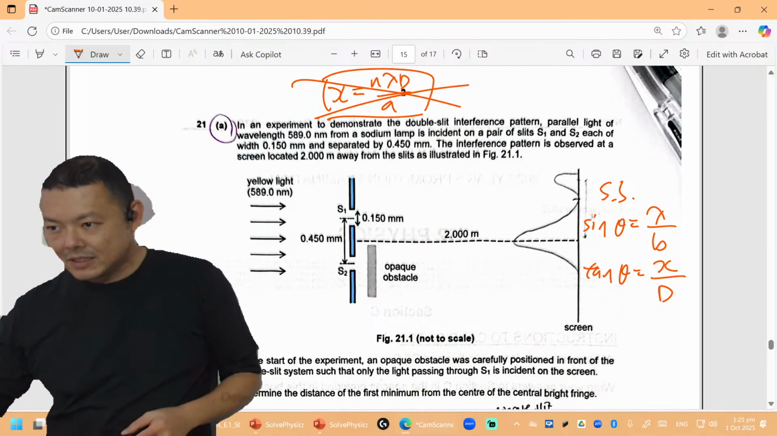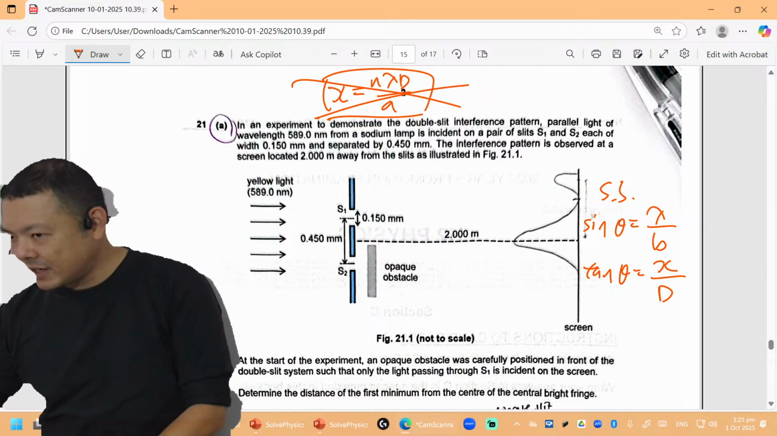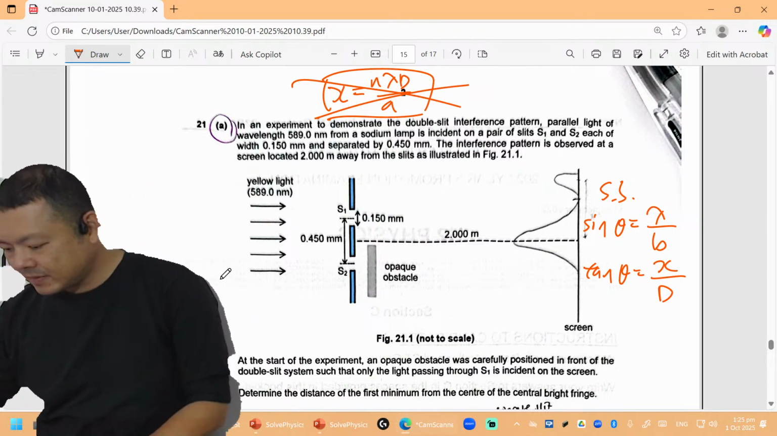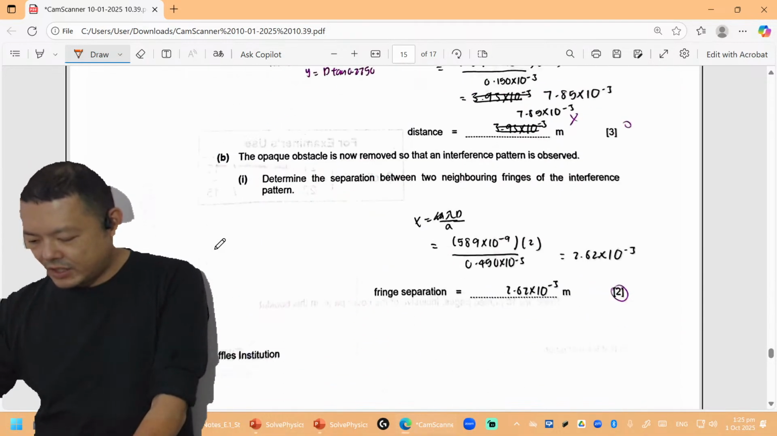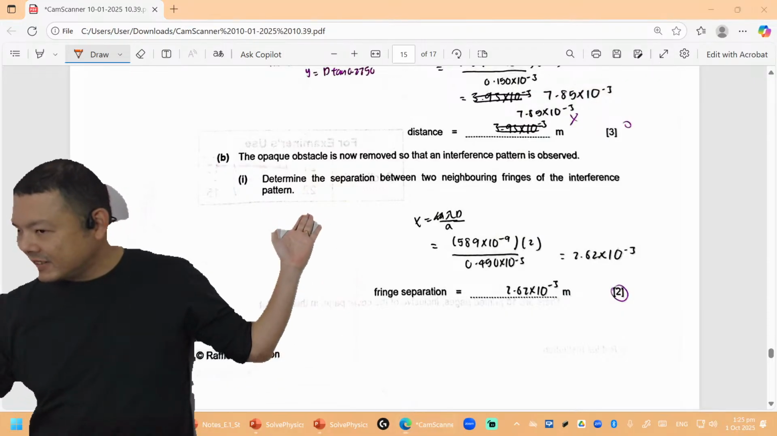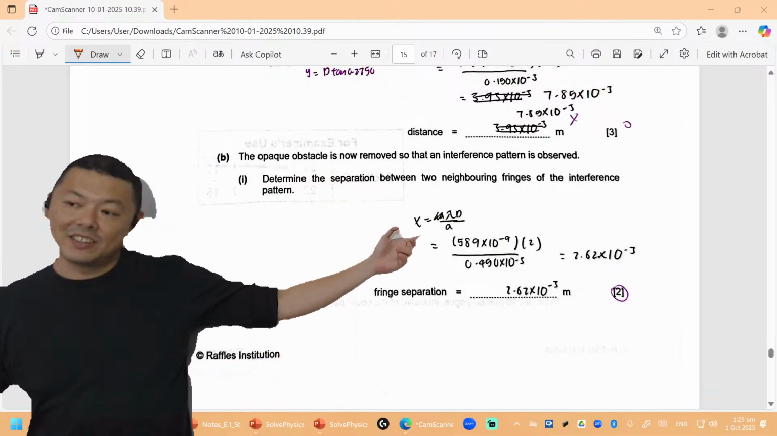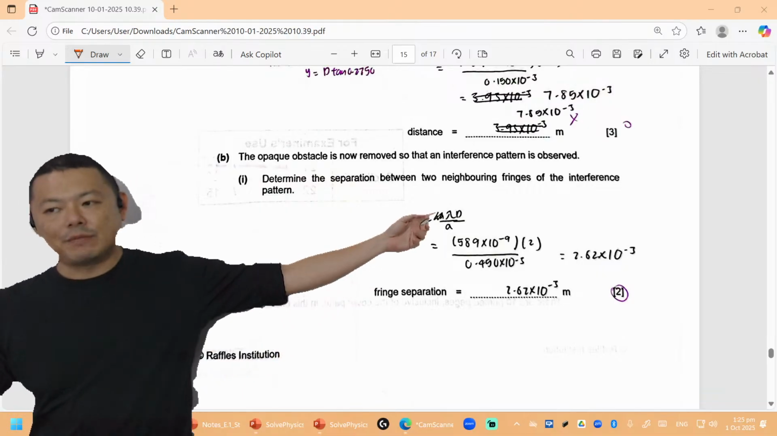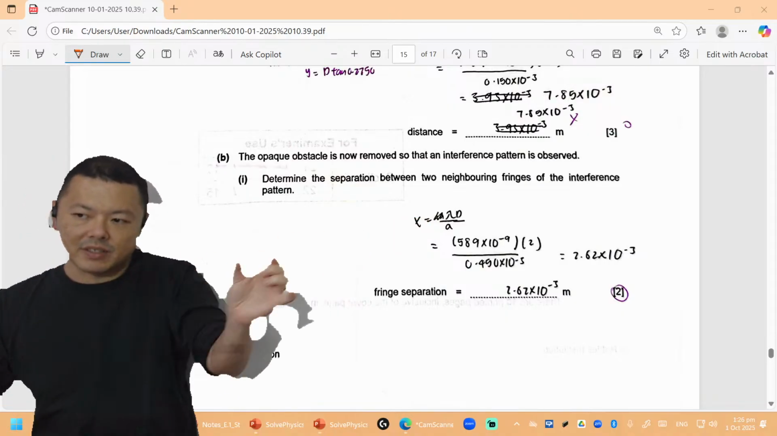Did I not send you superposition? I haven't sent you superposition yet. So you might have to quickly churn out some superposition. So you see, you remove the obstacle, then it becomes double slit. Then when it becomes double slit, this is legit. You don't even have to put the N, because for ideal double slit, the separation is all the same.